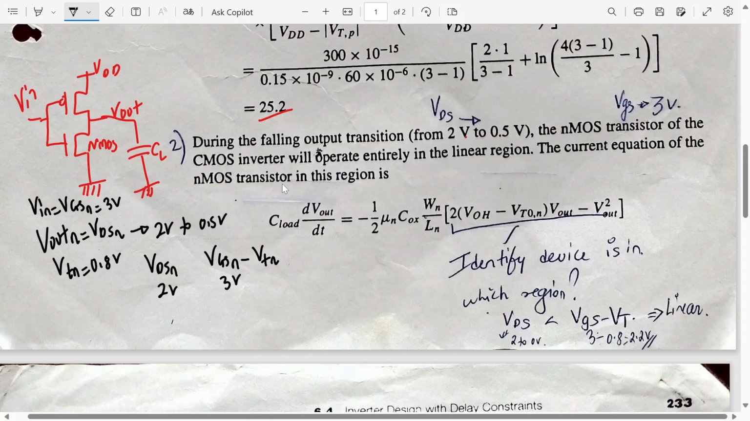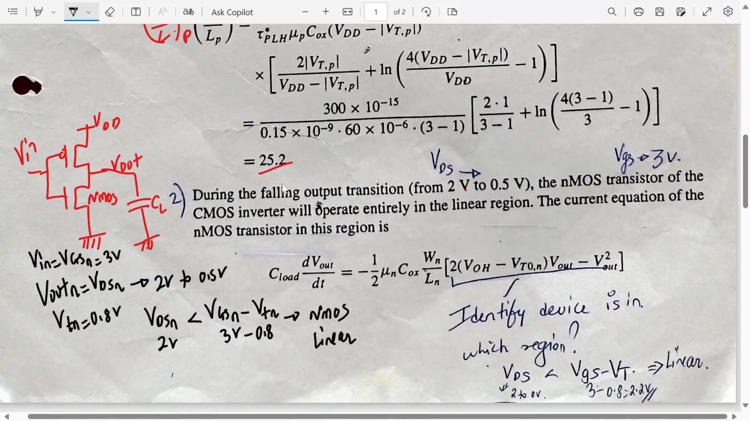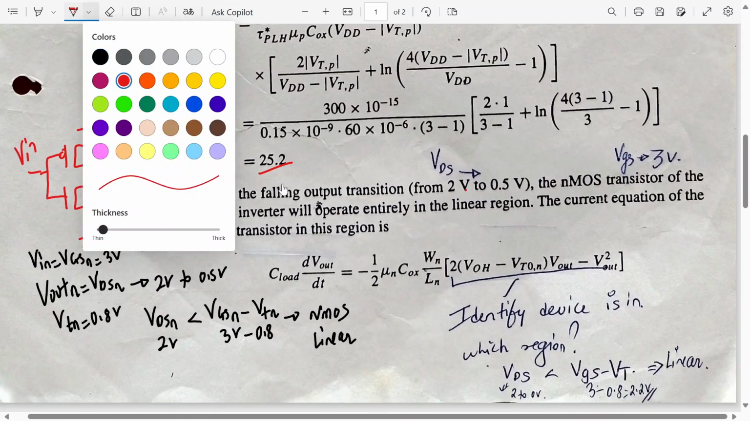VGS N is 3 volt, and this is 0.8. So 2 volt is less than that, right? Yes or no? It's less. Now this is more, right? So my NMOS is in linear mode of operation. Understood this, everyone? So that's why my NMOS is in linear mode of operation.